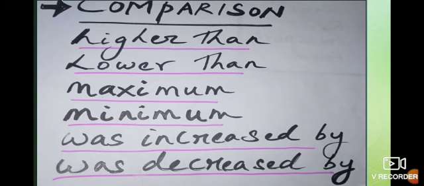Next is comparison. What kind of degrees are we going to use for the comparison? Higher than, lower than, maximum, minimum, was increased by, was decreased by. Even if it is plural, you can change that to were increased by, were decreased by, like that you can compare. Or higher than, is higher than, or was higher than, were higher than. Likewise you can add and compare, and put it in the comparative degrees.